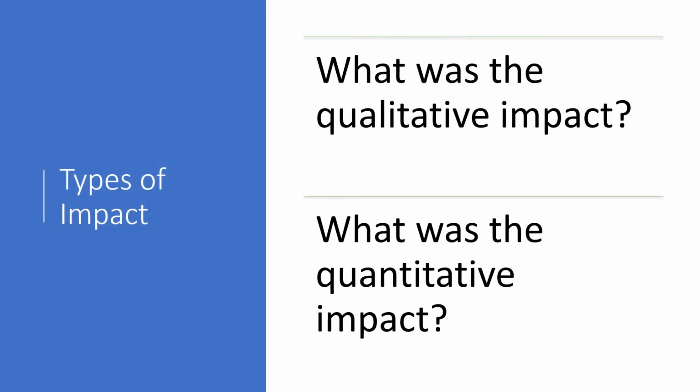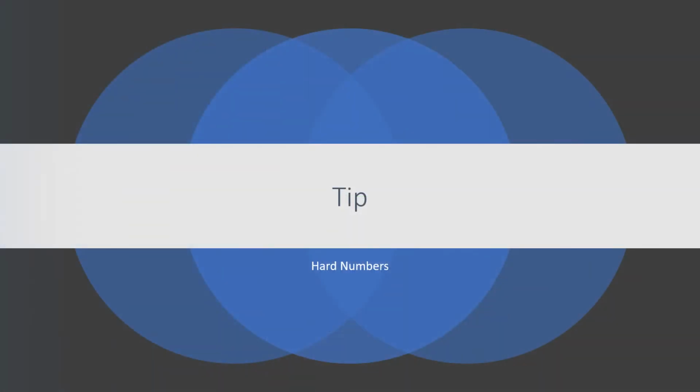Now, there can be qualitative impact and quantitative impact. Quantitative impact is going to deal with hard numbers. Qualitative impact could be issues such as political economic issues, cultural issues, or issues that are going to affect business growth in the future. So, one thing you want to do is use hard numbers. But where do you get hard numbers?